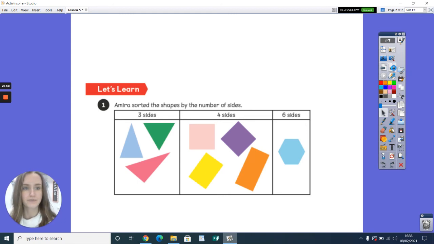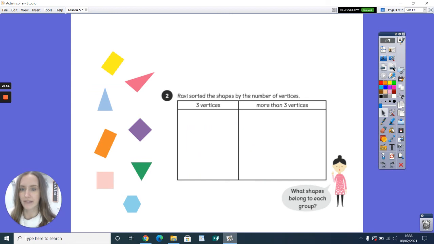Then we have Ravi. Okay, Ravi's a bit stuck. Ravi wants to organise them depending on the number of vertices, the number of corners where the 2 edges meet, the number of corners each shape has. So we have the rectangle. Does the rectangle have 3 vertices or more than 3? Shout out to the screen. That's right, it's got more than 3. This triangle, 3 vertices or more than 3.